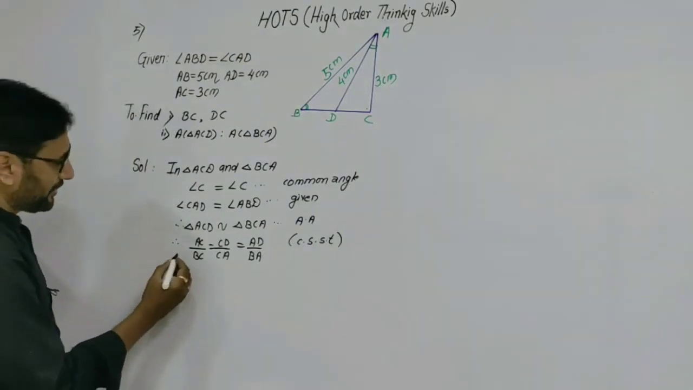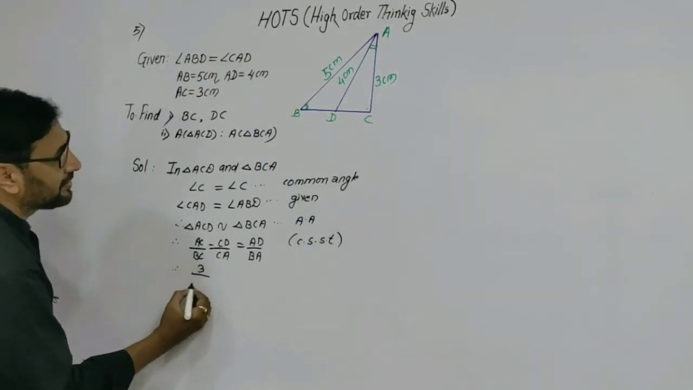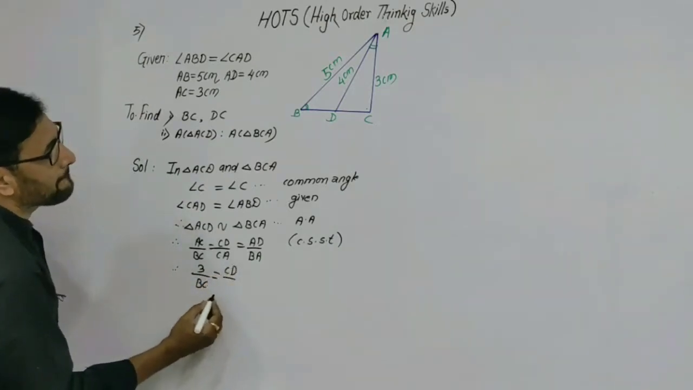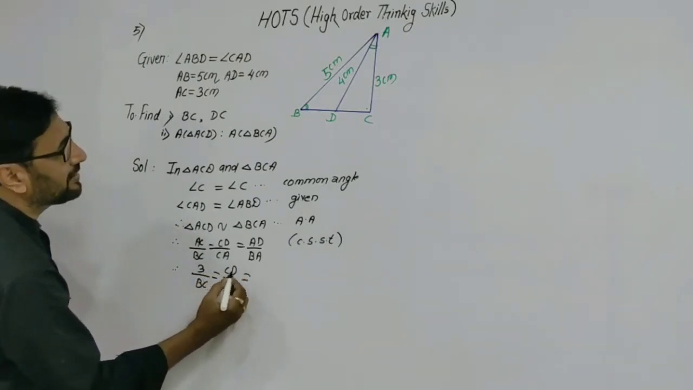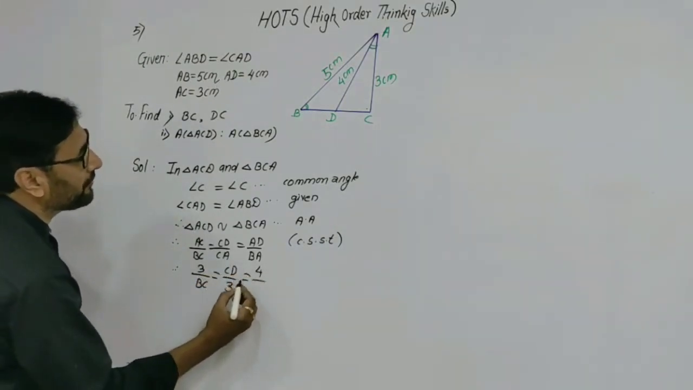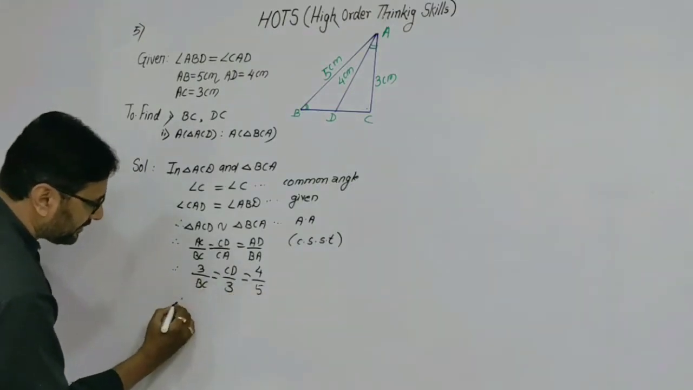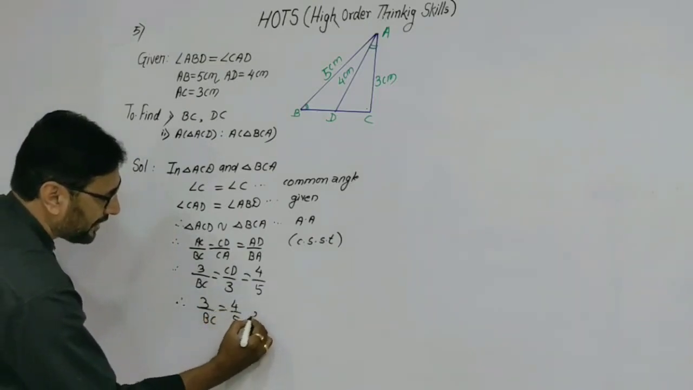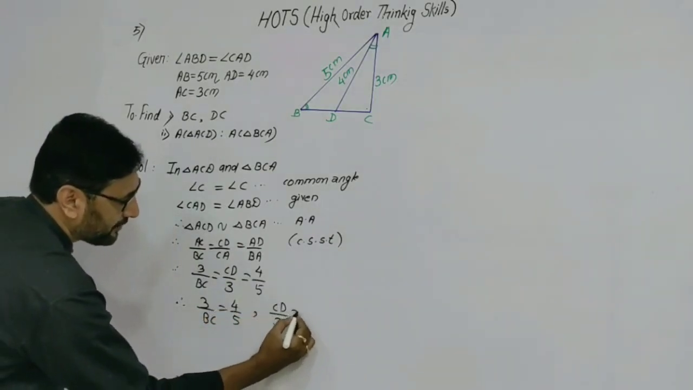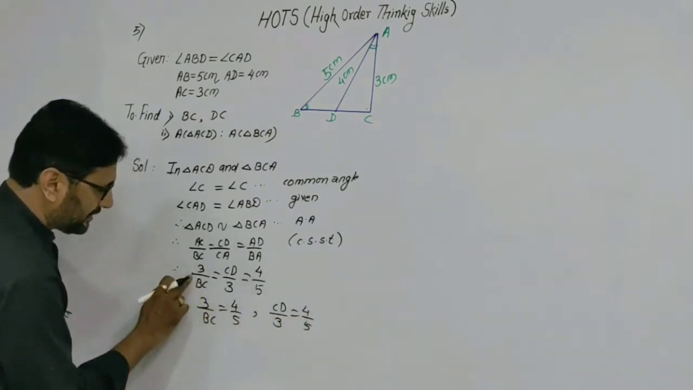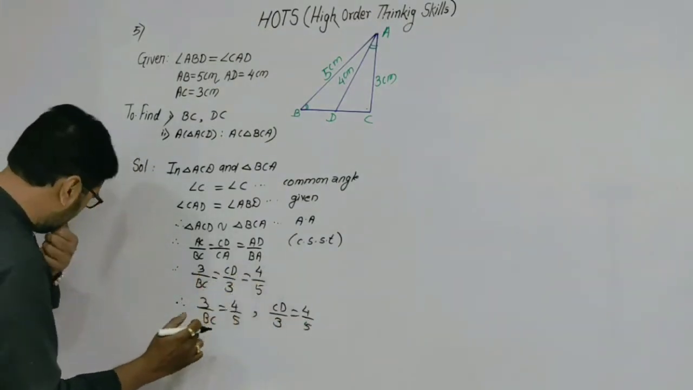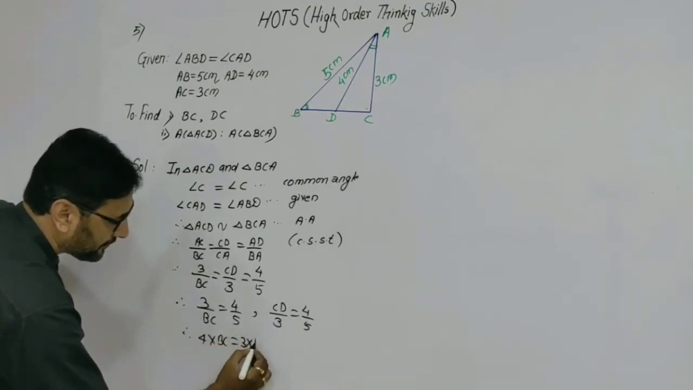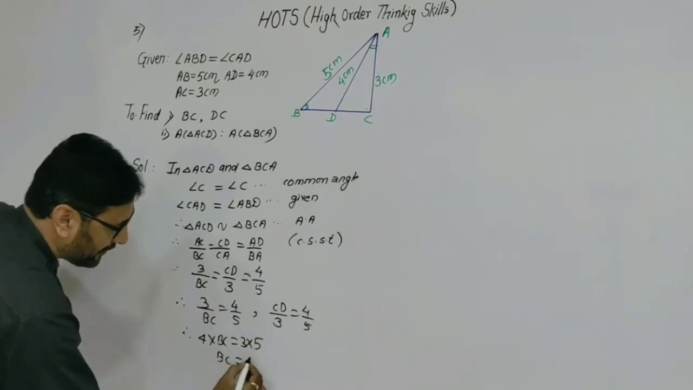Put the values. Do we know AC? Yes, it's 3. BC, we don't know. CD, we don't know. CA, it's 3. AD, 4. And BA, 5. Now take 3 upon BC equal to 4 upon 5 and CD upon 3 is equal to 4 upon 5. This ratio and this ratio. So 4 into BC equal to 3 into 5. So BC is equal to 15 upon 4.